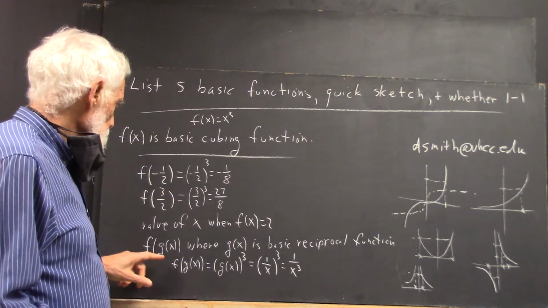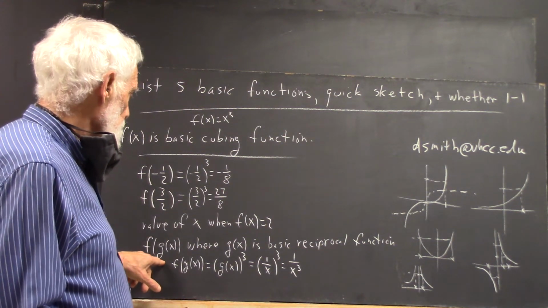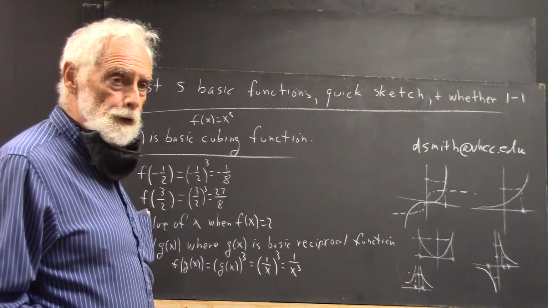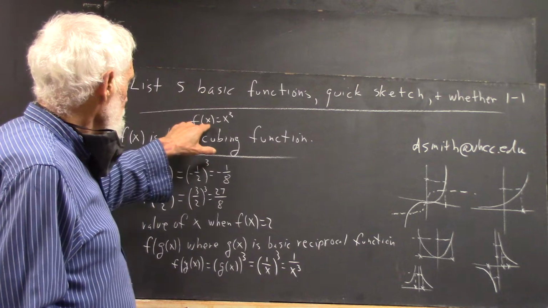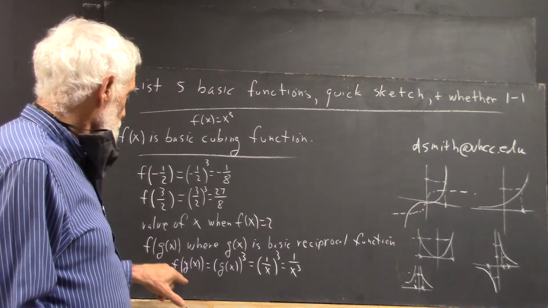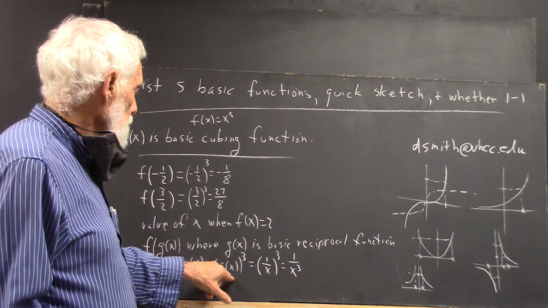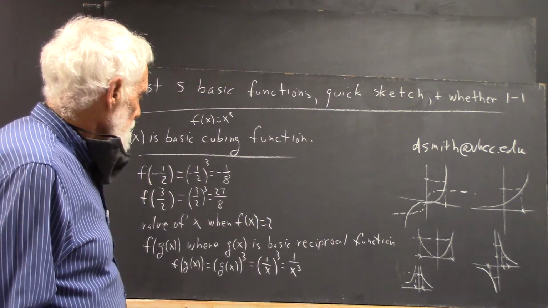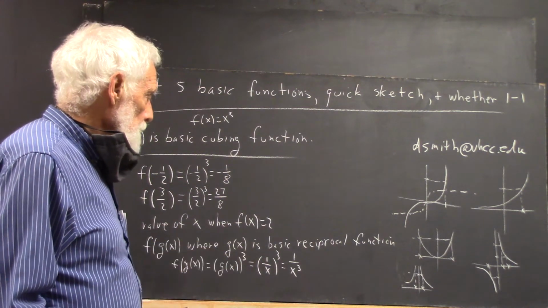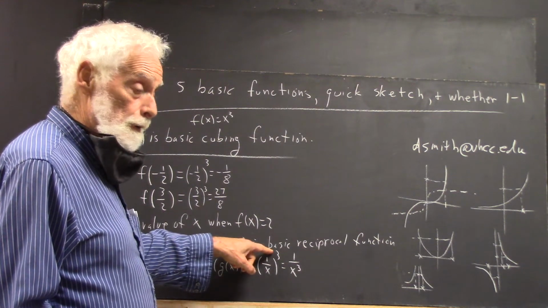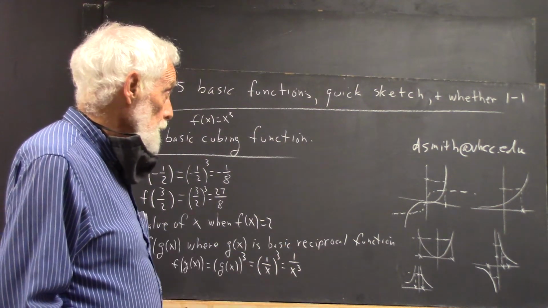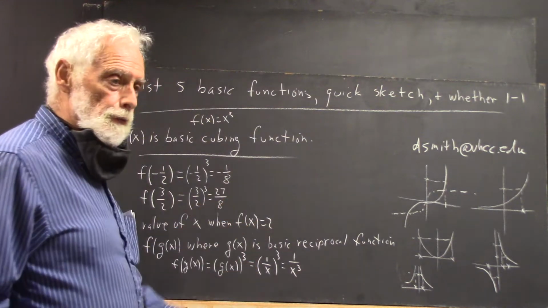And skip this for a second, f of g of x, where g of x is a basic reciprocal function. Well, first of all, f of g of x, you're replacing x with g of x. So f of g of x is g of x cubed. And now, if g of x is a basic reciprocal function, that's going to be 1 over x quantity cubed, which is then 1 just over x cubed. So those questions are fairly straightforward.